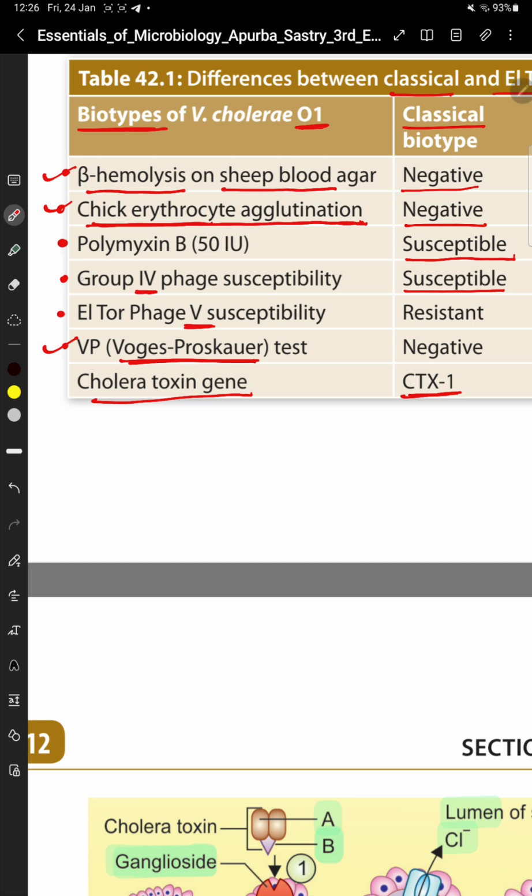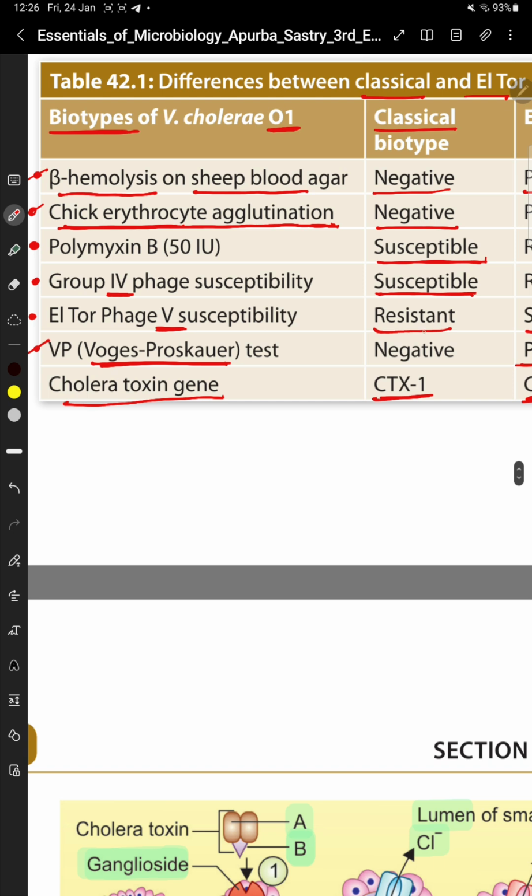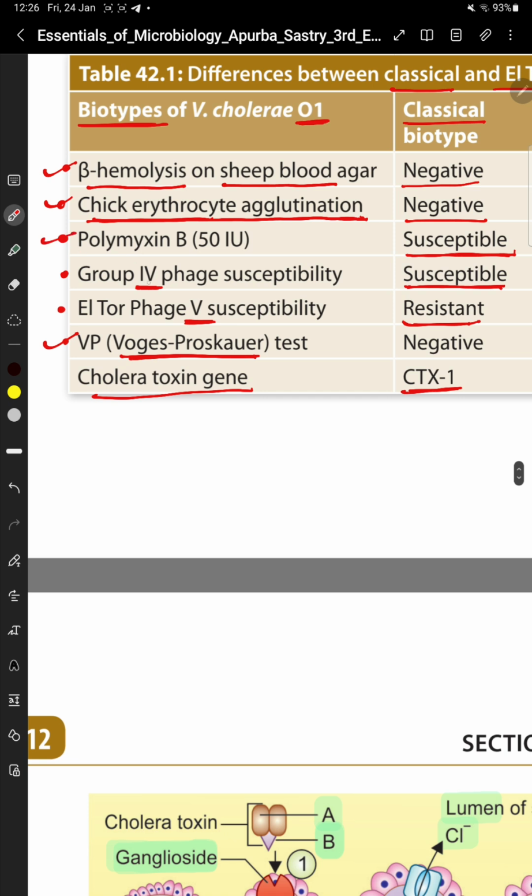Then polymyxin B and group 4 phage susceptibility. Classical biotype will be susceptible for these two. First for polymyxin B and then for group 4 phage susceptibility. Classical biotype is susceptible for polymyxin B and group 4 phage susceptibility. And the El Tor biotype is resistant. El Tor biotype is resistant for these two, polymyxin B and group 4 phage susceptibility.